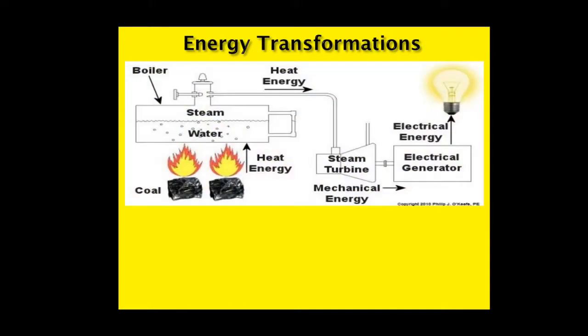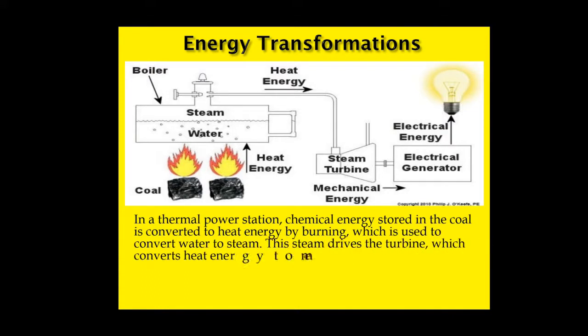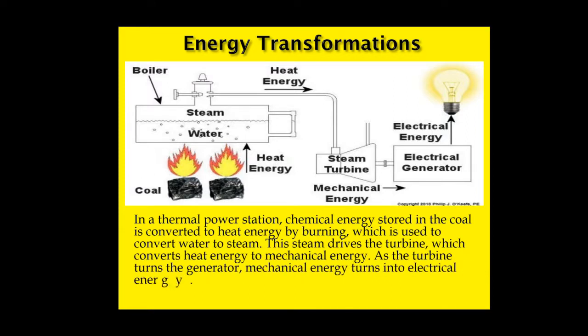Then look at this one. In a thermal power station, chemical energy stored in the coal is converted to heat energy by burning, which is used to convert water to steam, and after that this steam drives the turbine, which converts heat energy to mechanical energy, and as the turbine turns the generator, mechanical energy turns into electrical energy.